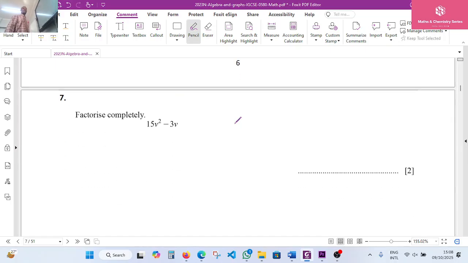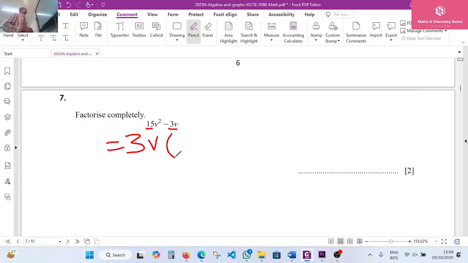Right, moving next, we want to factorize completely. We are given an expression 15v squared minus 3v. So in the similar approach that we did before, we look for the HCF of the coefficients, that's 15 and 3. So the HCF is actually 3. Then we have got v squared and v. The highest common factor there is actually v.